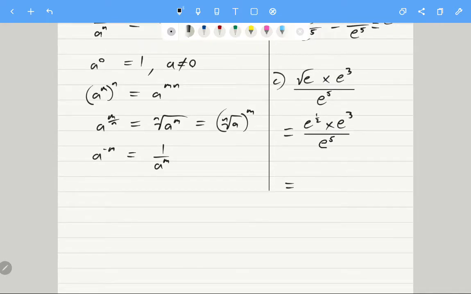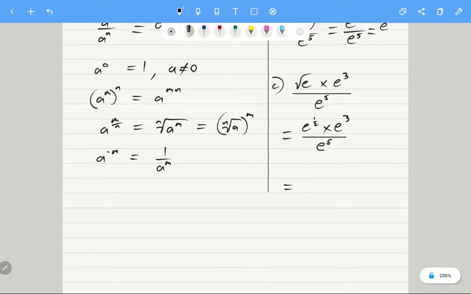Alrighty, from here, what can I do? Well, I want to add a half plus 3. Now, you might be tempted to make it a mixed fraction or a decimal, 3.5. But I recommend for powers that you always keep things as improper fractions, so m over n makes it look nicer. So in this case, a half plus 3, well, 3 can be written as 6 halves, and so we get e to the 7 on 2 over e to the 5, because a half plus 6 halves is 7 halves.